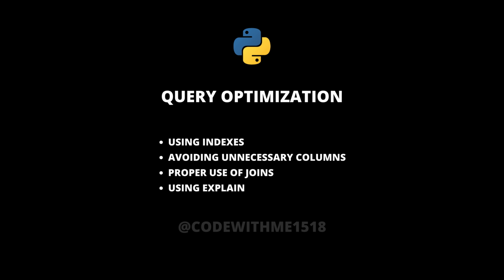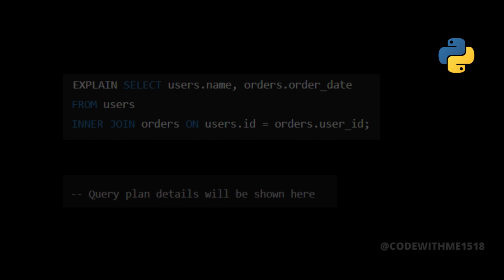Now, let's talk about query optimization. Some techniques include using indexes. As we've seen, indexes speed up data retrieval. Avoid unnecessary columns: select only the columns you need. Proper use of joins: ensure you're using the most efficient join for your query. Using EXPLAIN: this command helps you understand how your query is being executed. Here's how to use EXPLAIN to analyze a query.